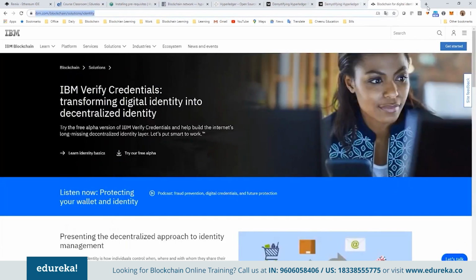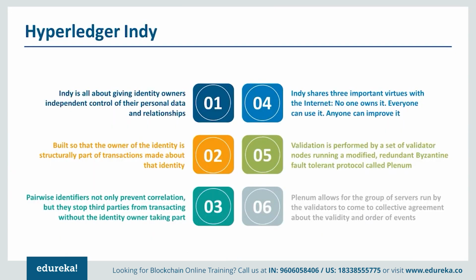So Indy is all about giving identity owners independent control of their personal data and relationships, built so that the power of identity is structurally part of the transactions made about that identity. Pairwise identities not only prevent correlation, but stop third parties from transacting without the identity owner taking part. Indy shares three important virtues with the internet: no one owns it, everyone can use it, anyone can improve it.